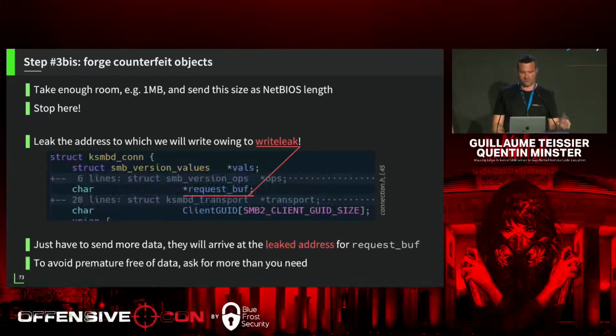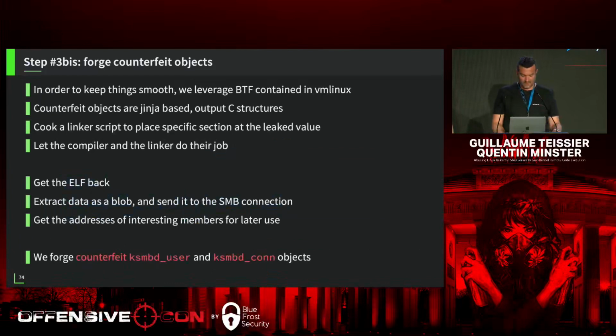And of course, if you don't want the kernel to free the data, you just have to send less than you requested, and this allocation will be alive and filled with the data that you want to appear in your kernel at the given address that you know. So we have used this. We use the BTF information contained in the vmlinux kernel in order to get type information. We have a Jinja templating system that outputs a C structure. This C structure is the one that we will compile and link. We know the address where this structure will arrive, so we can use a linker script to make everything run smoothly. And once we have a blob, we send it to the TCP connection, and magically, this content will appear at the address that we know in the kernel. This way, we can forge objects like KSMBD user and KSMBD con, plus we know the content of these objects, and of course, we know the addresses of these two objects that we send.